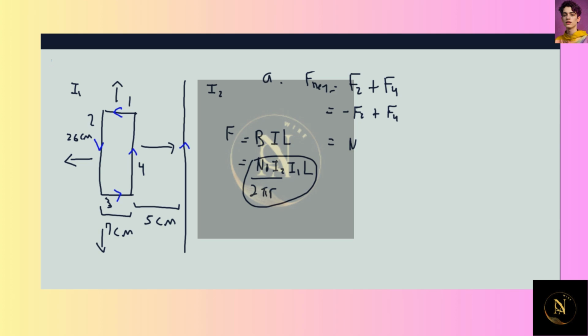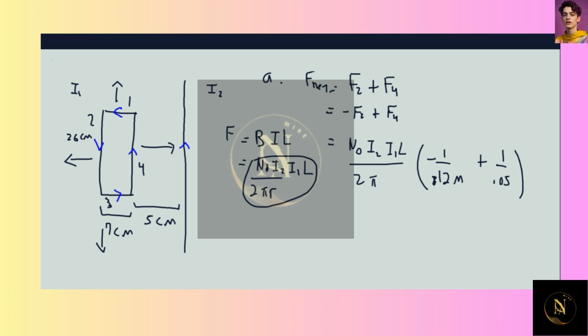So it looks like we could always factor out a mu naught I2 I1 L over 2 pi. So the only thing that's going to be changing here is the r. So we said F2 is negative, so we're going to have a minus 1 over, and our distance for side 2, we have 5 centimeters plus 7 centimeters, so 0.12 meters. And then we have plus for F4, and F4 is only 5 centimeters away, so 0.05.